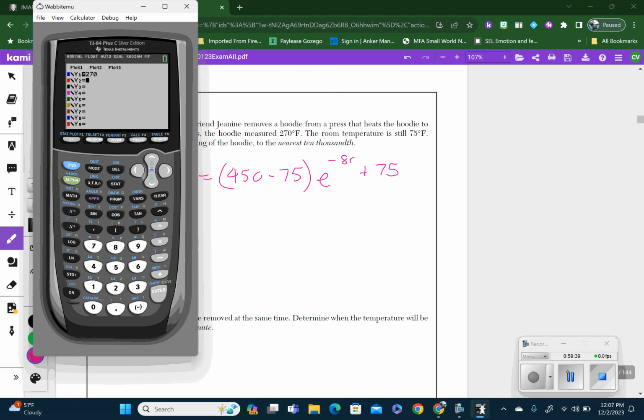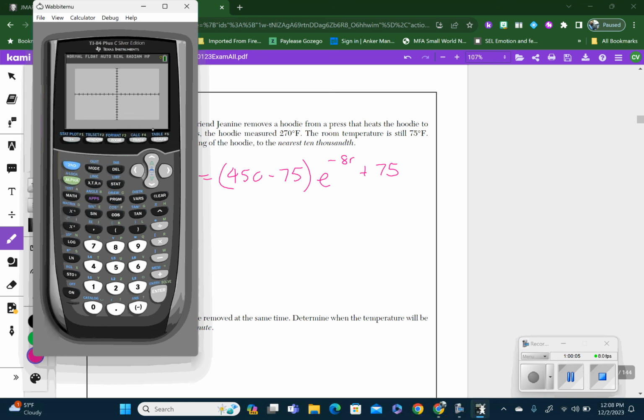I did come back so I can show you where the E is. Above store is ln. Above the ln is E, so second and ln. And then I put in -8 instead of R. I'm going to put in X. And then I go to the right and hit plus 75. And I'm looking to see where they meet. And I'm going to hit graph so I can see what they look like.